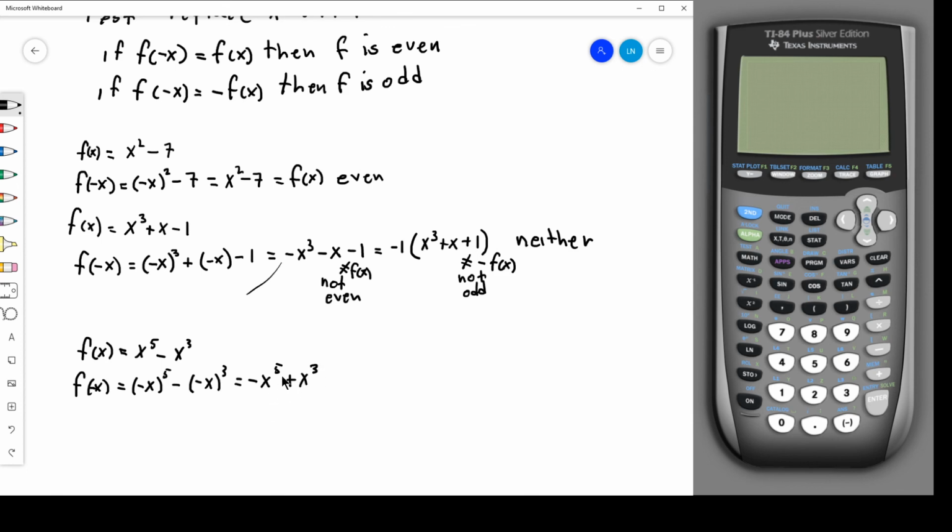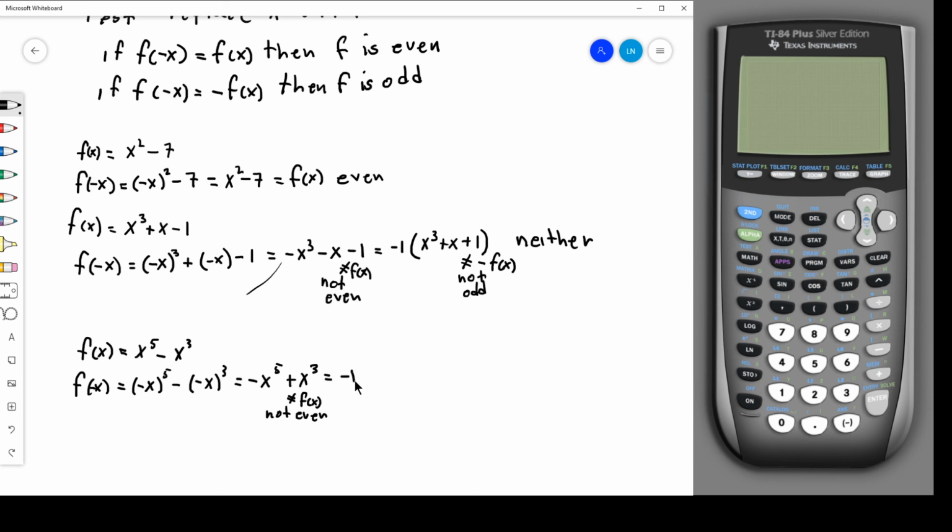All right, and then I stop. This is my stopping point. Is this the same as the function? No, it's not. So this is not equal to f of x. So I know it's not even. All right, so I continue on.